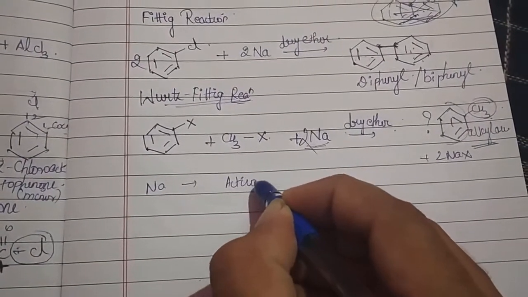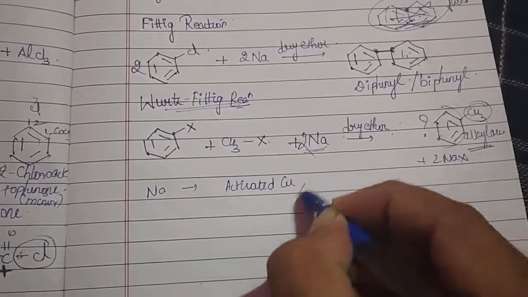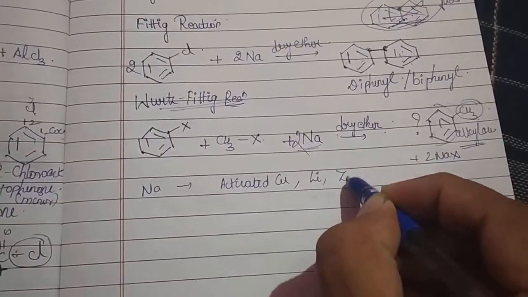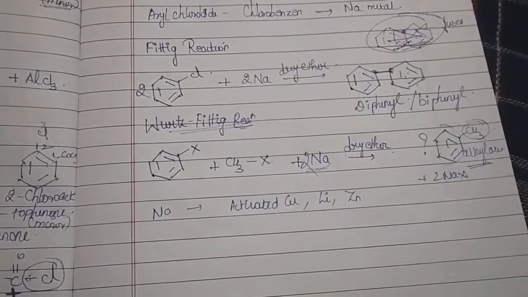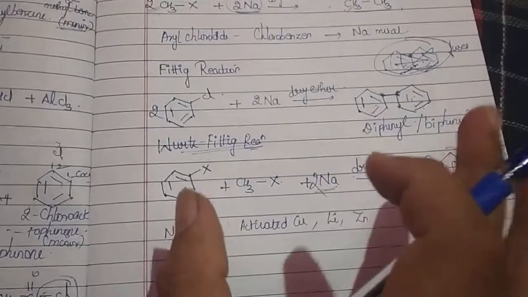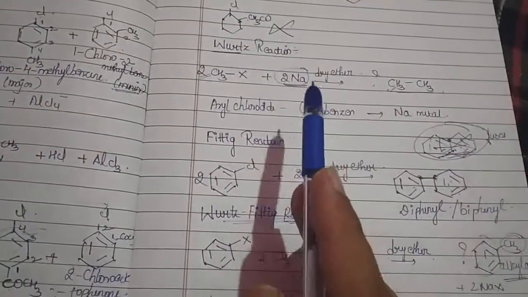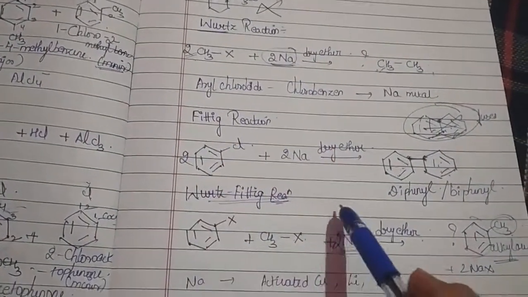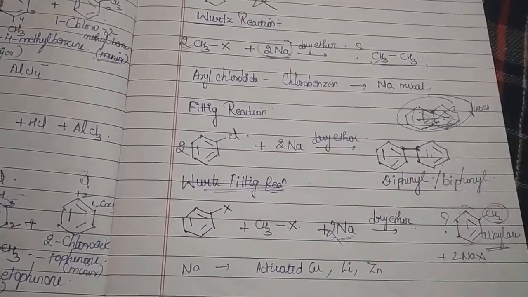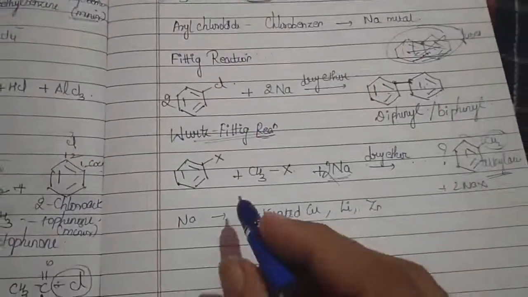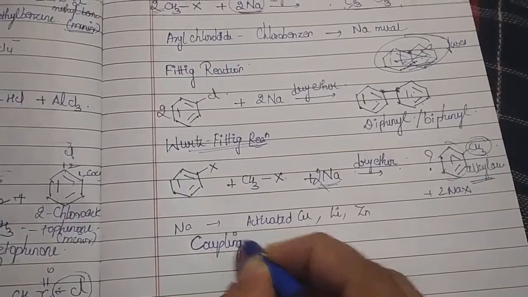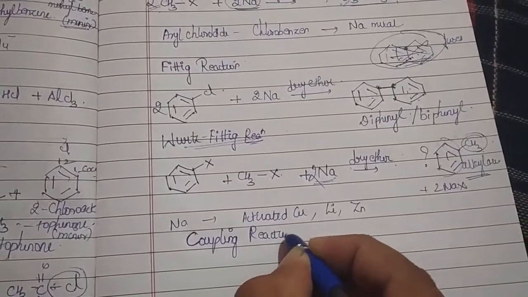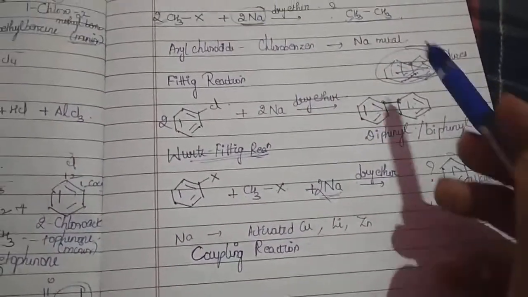activated copper, as additional information. Once again, activated copper; you can use a lithium metal, you can use a zinc metal. So all these metals can be used. And also one important thing I want to mention: whenever we are talking about these reactions, it may be Wurtz, it could be Fittig, it could be Wurtz-Fittig, they are all examples of coupling reactions. And one more important thing, remember, in all the cases we have to use dry ether.